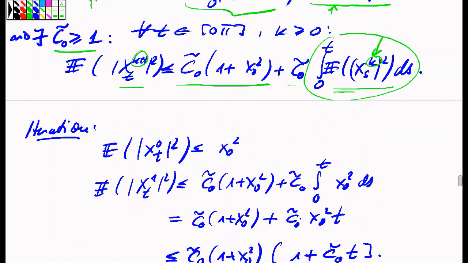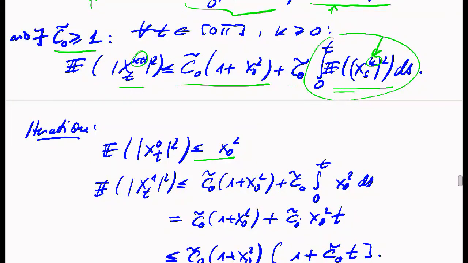So I'm doing this as follows. I know, of course, that the x naught process in expectation is bounded from above by the initial condition x naught alone. And here I should probably write just the x, but okay.